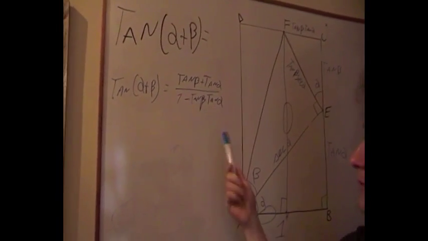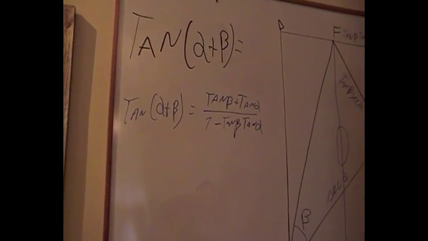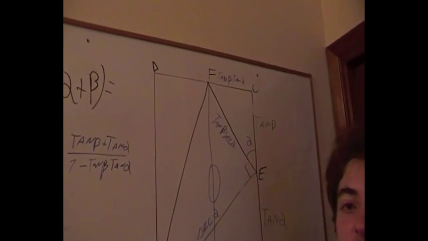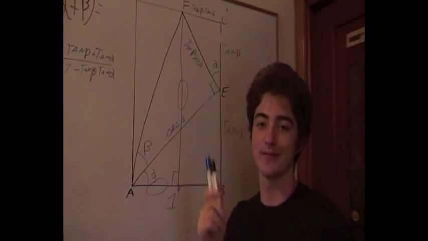And there you have it. We have found the tangent of alpha plus beta. Hope you enjoyed this lesson of trigonometry. See you next time.